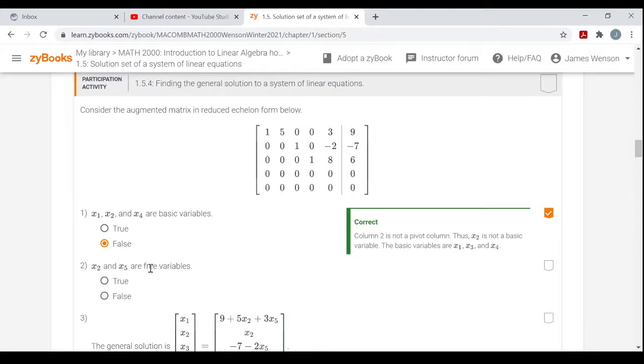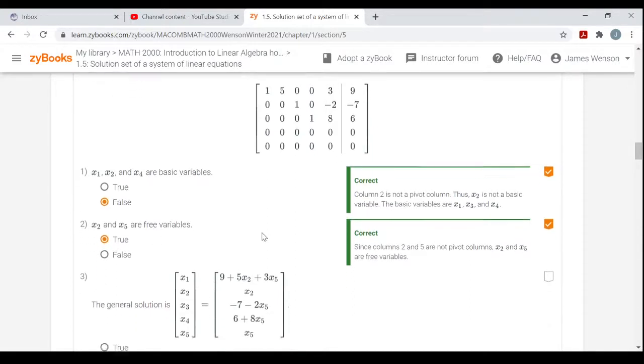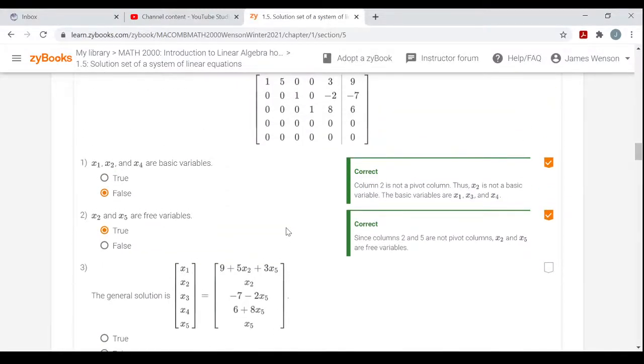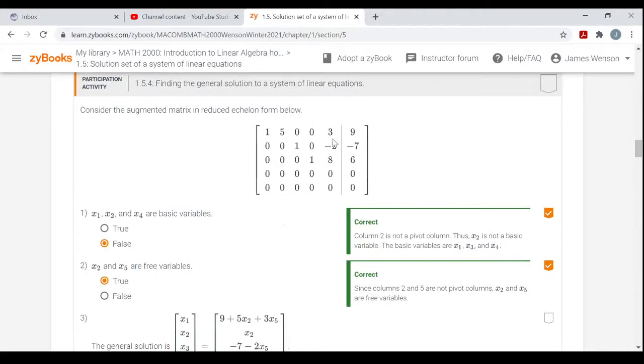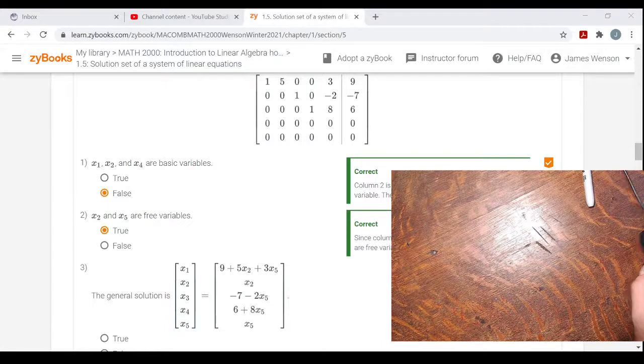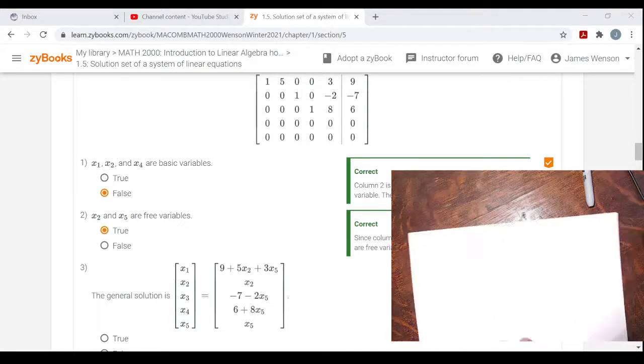Are x2 and x5 free variables? Yes, the second column doesn't have a pivot, doesn't have one of these leading ones, and the fifth column doesn't have a pivot. So x2 and x5 correspond to the free variables. And then what's the general solution? I'll pull this up on paper. Let me bring this down, and hopefully you can see my paper on screen here.